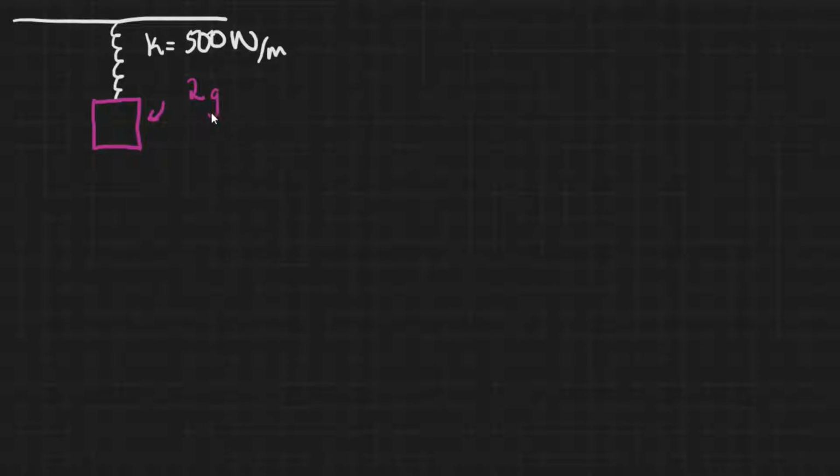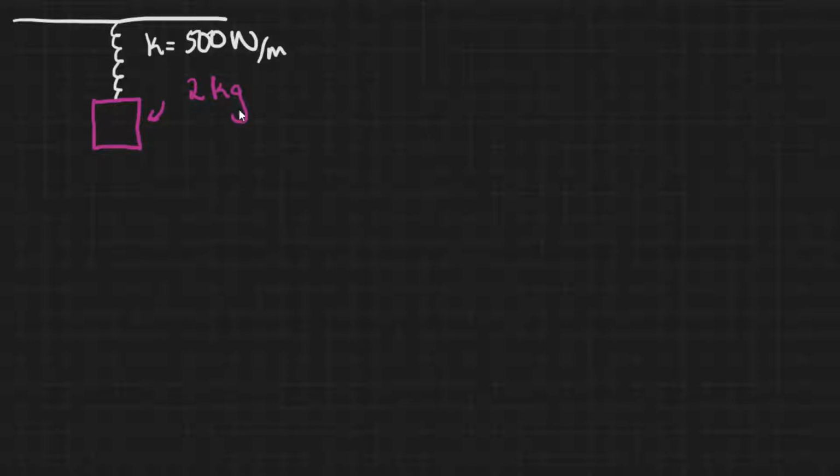In terms of actual numbers, we're given that the mass of the object is, sorry, 2 kilograms, not grams, and the force constant of the spring is 500 newtons per meter. That should be purple, and that's basically all we're given.